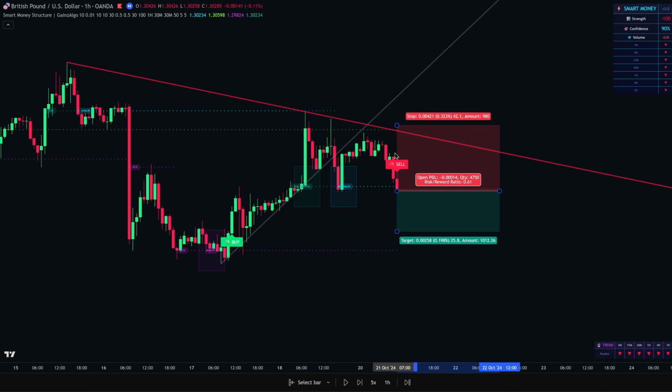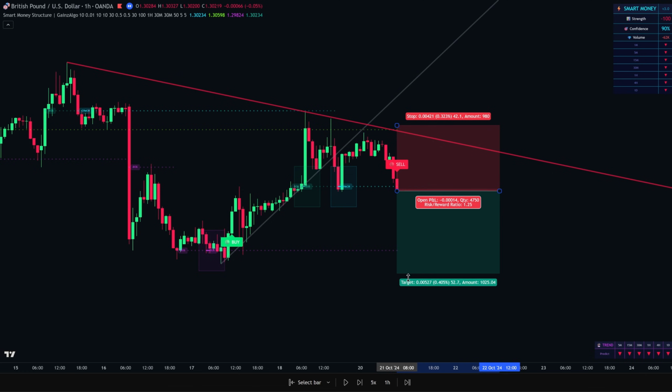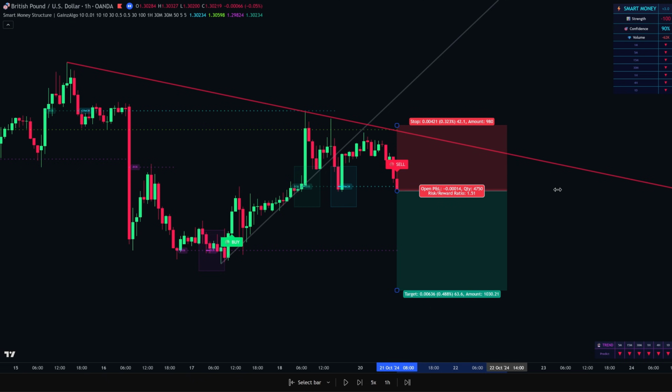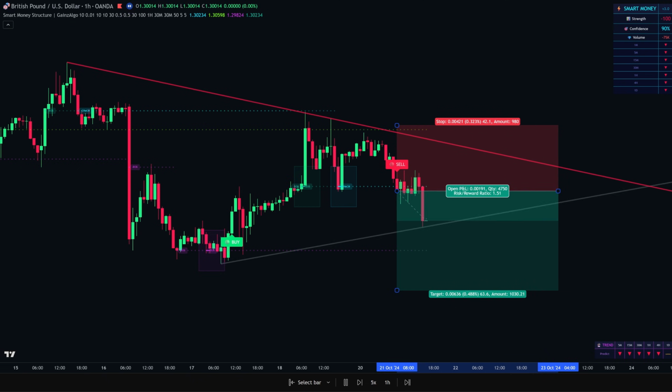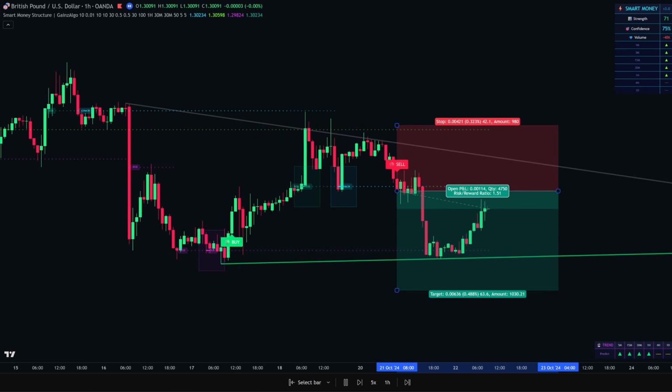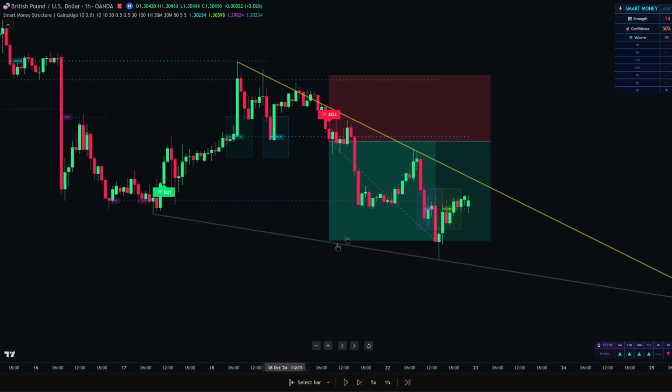For take profit, we can target a 1-to-1 or 1-to-1.5 risk to reward ratio. If we allow this bearish trade to play out, we can see price continuing downward and eventually hitting our take profit target. That completes the sell trade setup.